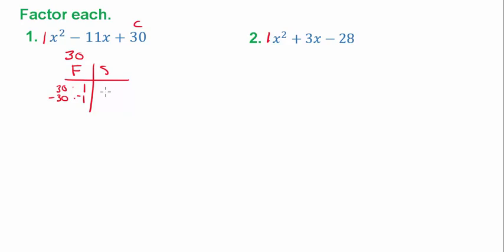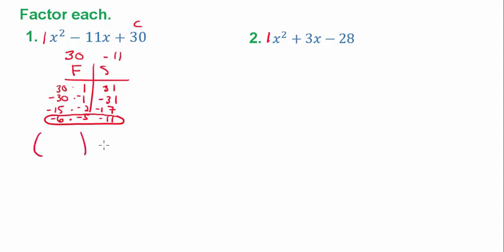Okay, and as I do this, what I'm going to do is find the sums of those factors. So 30 plus 1 is 31. My goal is to get a sum of negative 11. Negative 30 plus negative 1 is negative 31. You can see that both of the factors need to be negative in order for my sum to be negative. So I'm going to focus only on negative factors. From here I can do negative 15 times negative 2, which is a sum of negative 17. I can do negative 6 times negative 5, which is a sum of negative 11. And we hit the jackpot here. We found the two factors whose sum is equal to negative 11.